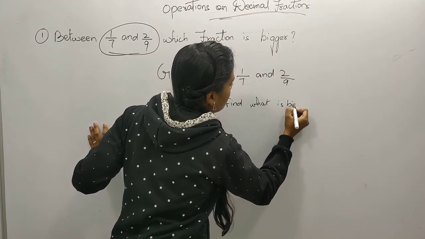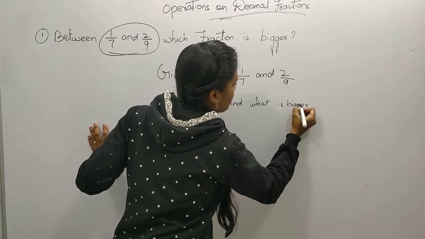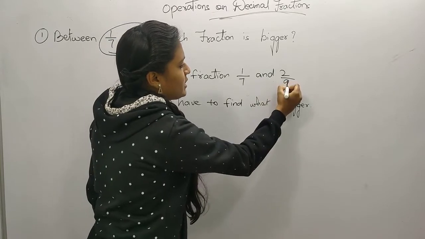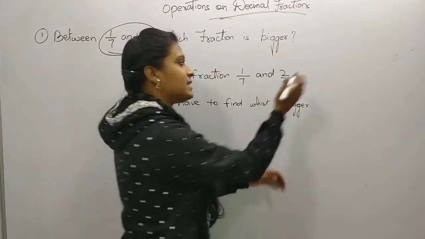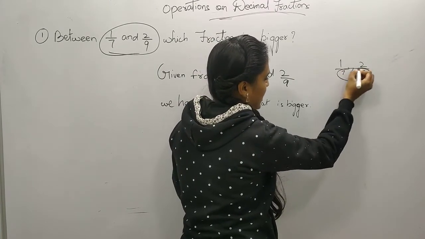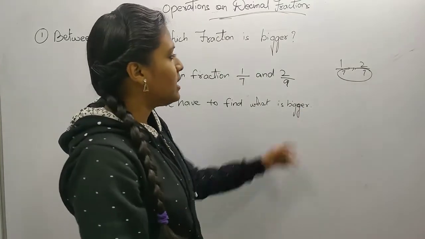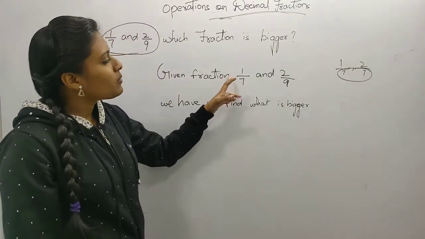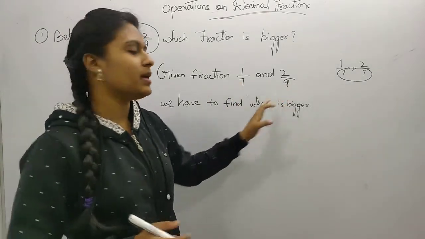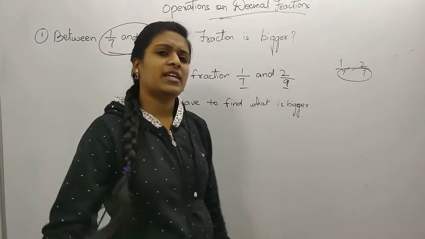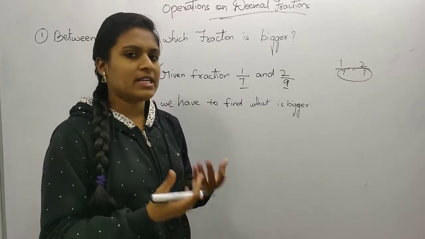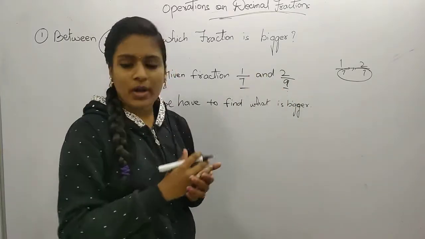How can you do it? Keep in your mind that whenever the denominators have the same value, for example 1 by 7 and 2 by 7, if the denominator is equal we can find it easily. But here in the given question the denominators are different. You can think, how can we find it? When the denominators are equal we can find it easily, but now the denominators are different. How will we do it?